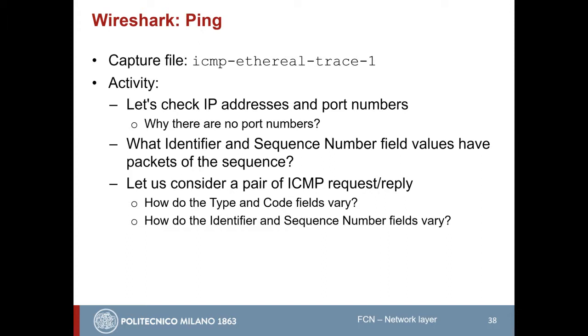Okay, we will see this in Wireshark if we have time tomorrow, but otherwise you can do it by yourself, maybe looking at this trace that is available on the BIP. So you can open Wireshark, upload this trace, and here you will find an ICMP message exchange sequence, right?